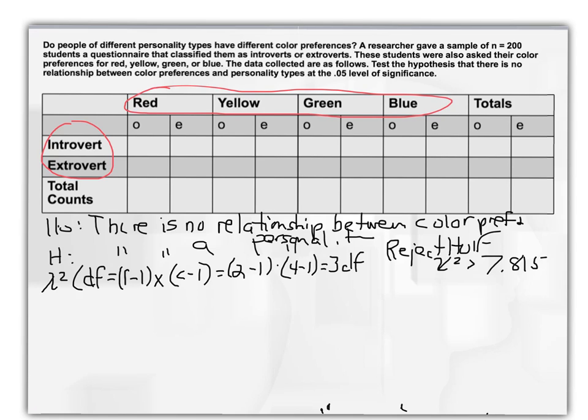We have critical values. The major difference in a contingency table analysis, or the test of independence, is how we compute degrees of freedom. That's one of the major differences. But the major difference is how we compute the expected frequencies. So let's turn to that now.